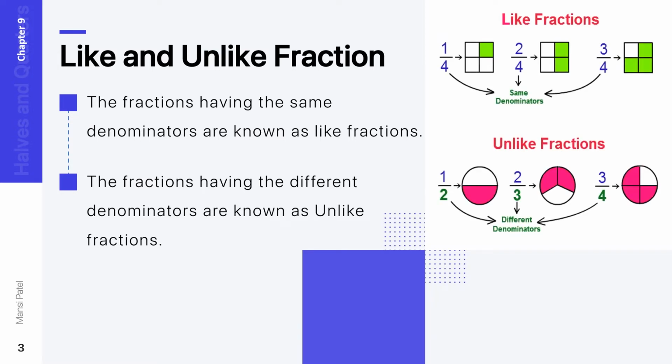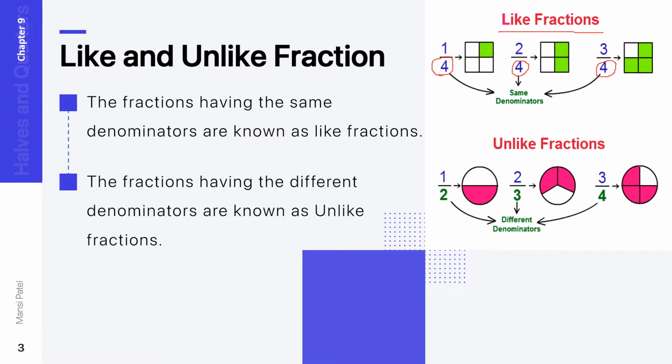So see here, the example of like fractions is 1/4, 2/4, 3/4. In all of these, the numbers in the denominator are the same. Here 4 is there in the denominator, the second time it is 4, and the third time it is 4. So these are all examples of like fractions.